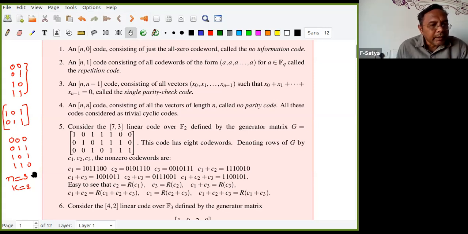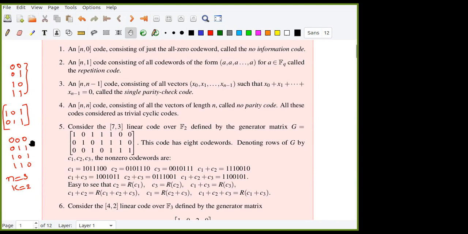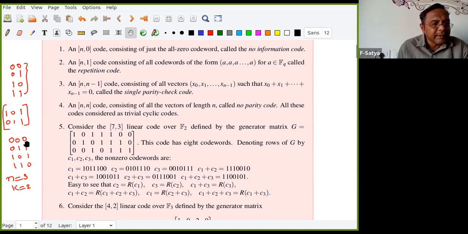Total, how many words will there be of length 3? How many vectors will be there of length 3? 8, right? All 8 only. So 2 power 3, 8. Binary strings of length 3, how many are there? 8 only. Out of 8, how many did I take? 4. That means I took half of them and did not take half. Which ones did we not take? Those words whose weight is odd.